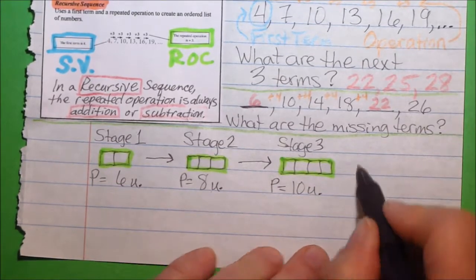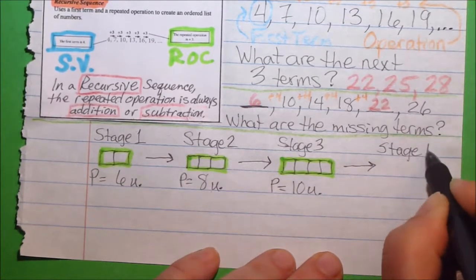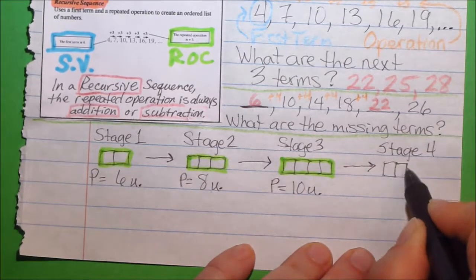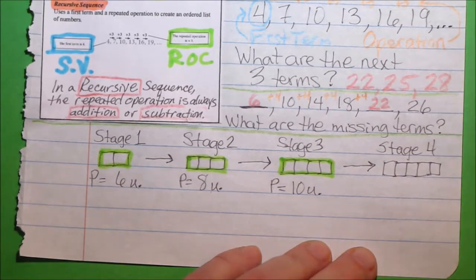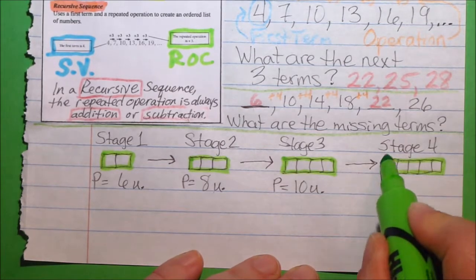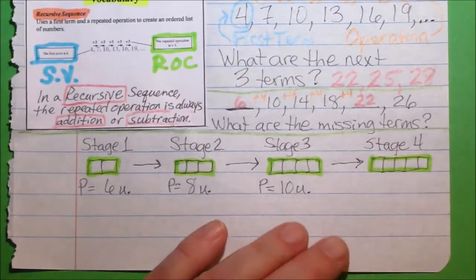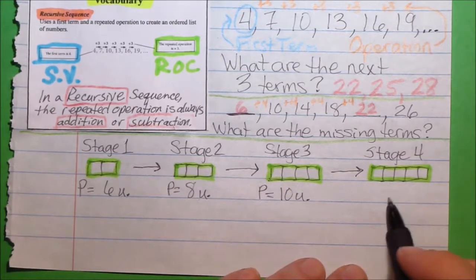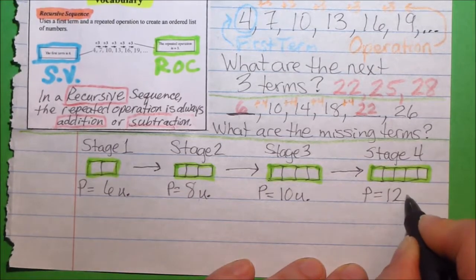All right, and I'm going to go one more stage to stage 4, adding another square. So now I'm going to have 1, 2, 3, 4, and 5. And I want to know what the perimeter of the pattern is at stage 4. So the perimeter, and I got 5 at the top, 5 at the bottom, so that's 10, plus 1, that's going to give me 12. So perimeter equals 12 units.